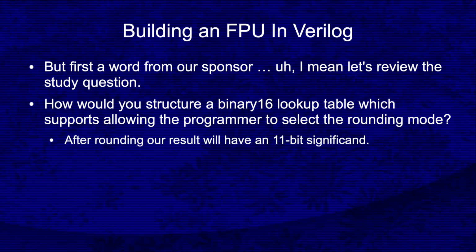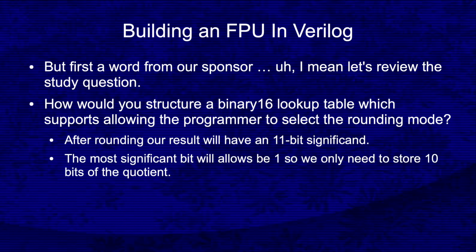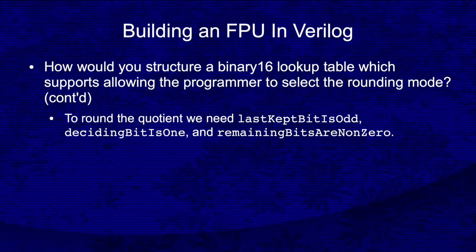After rounding, our final result is going to be an 11-bit quotient. The most significant bit of the quotient will always be 1, so we only need to store the bottom 10 bits. As a reminder, my rounding module uses the rounding mode and 3-bit flags to control how a significand is rounded. In addition to the quotient, I need to compute the 3-bit flags: last kept bit is odd, deciding bit is 1, and remaining bits are non-zero.